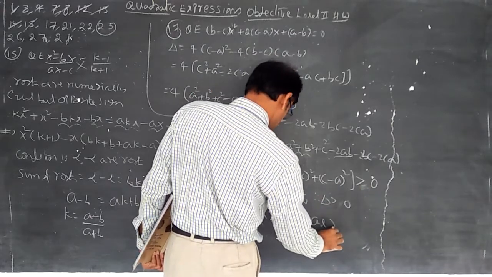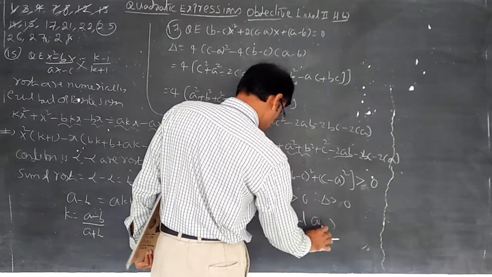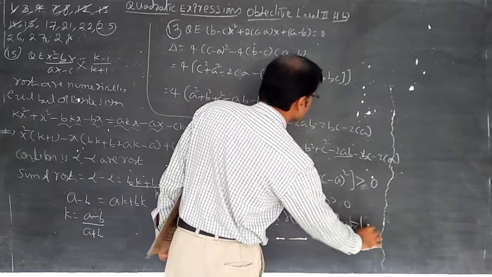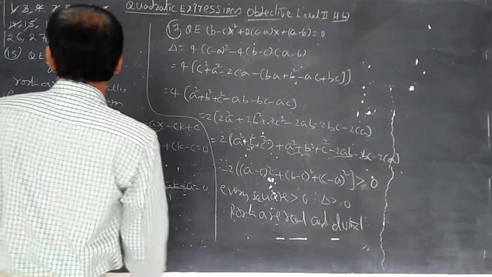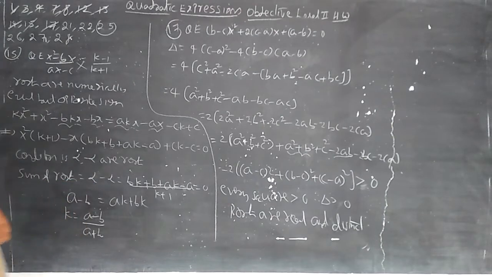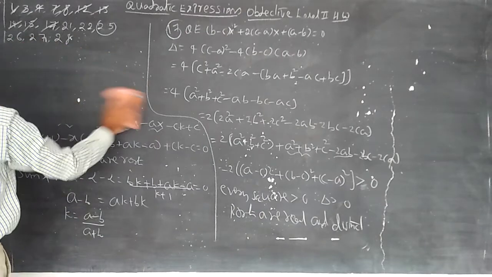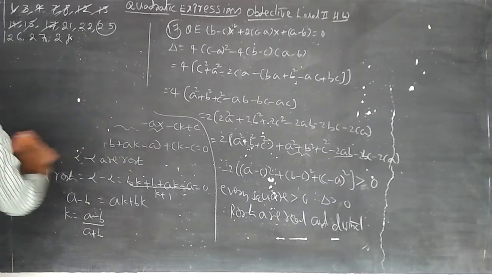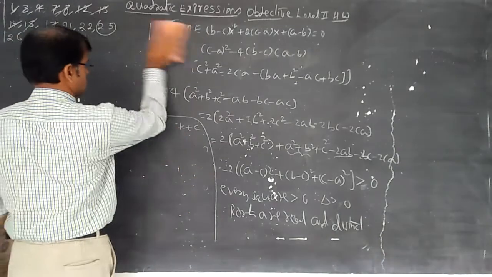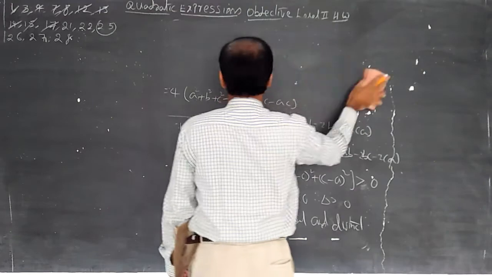Real and distinct. 17th question completed. Let us discuss the 21st question. It is also in the model of the 17th question only. The questions depend upon the nature of roots and properties of quadratic equations.